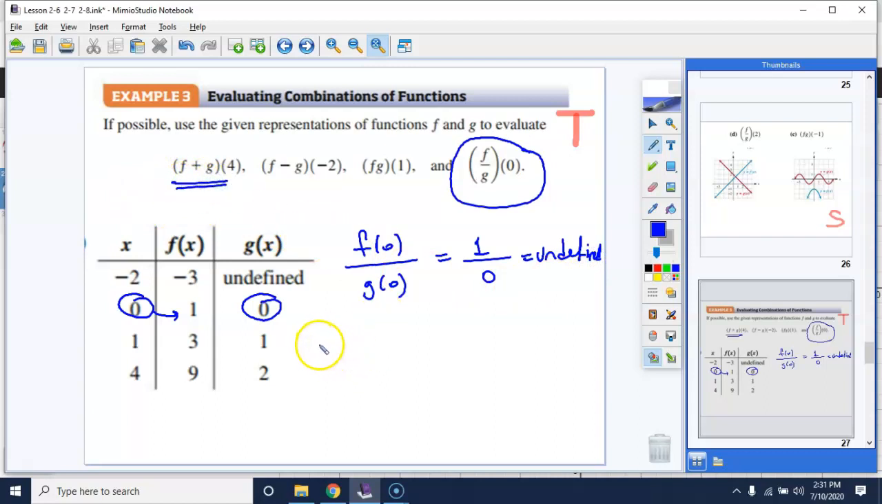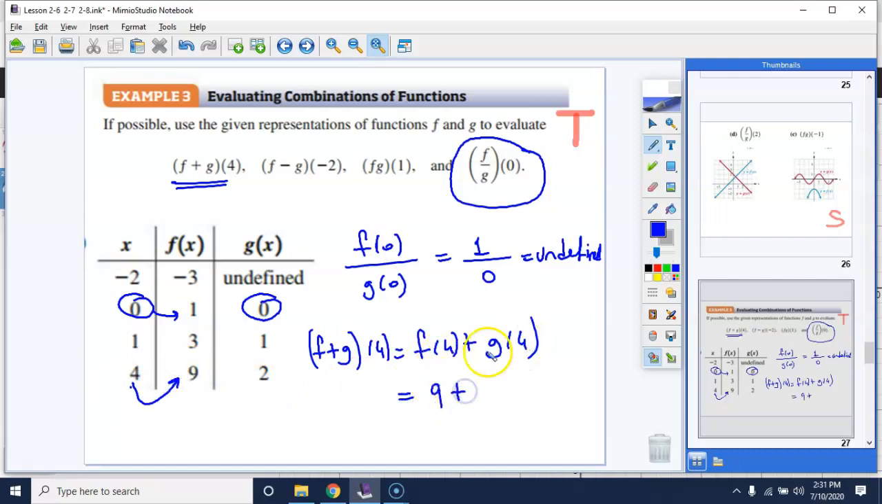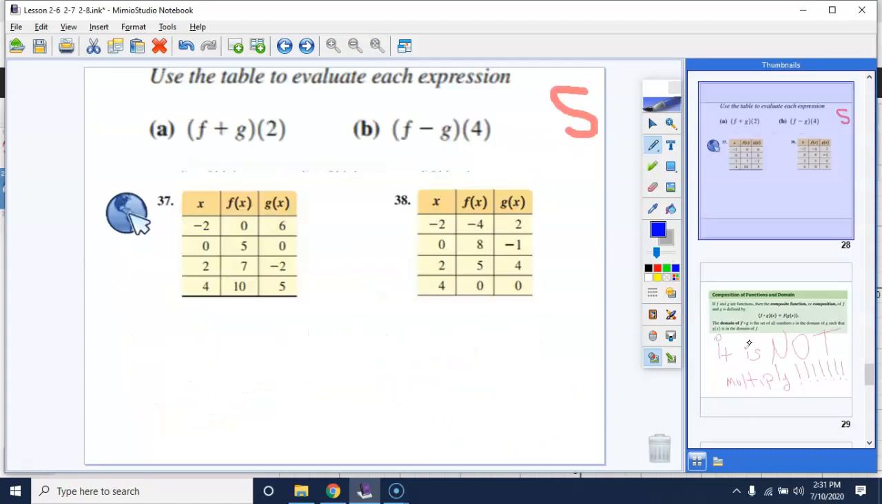And now let me do this one as well. So f plus g of 4 should be what? f of 4 plus g of 4. So let's find f of 4. 4 is here. In the f function, it corresponds to 9. So f of 4 should be 9. g of 4, what x corresponds to in the g function, it must be 2. So f plus g of 4 should be equal to 11, which is my answer. So those are your 10 examples.